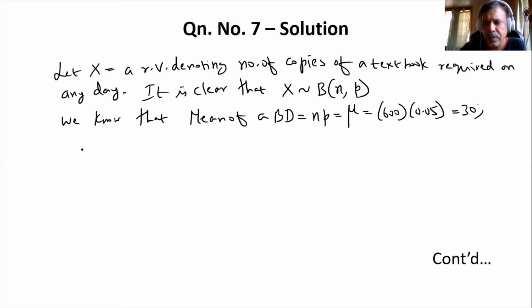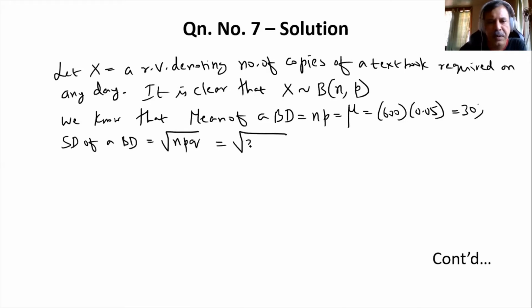Then we have standard deviation of a binomial distribution is square root of npq, which is square root of 30 into 0.95, because 30 is your n into p, and q we already know it is 0.95. So that we will get 5.34, right?